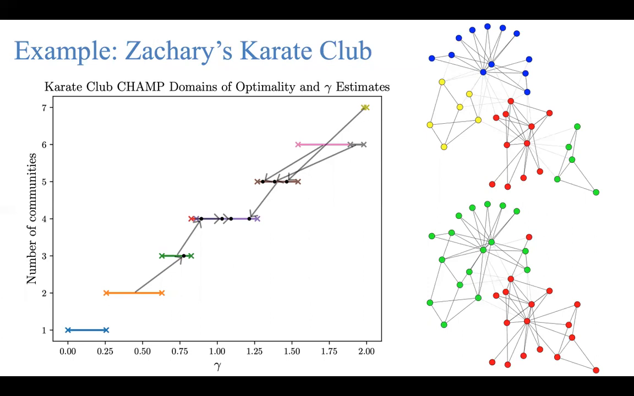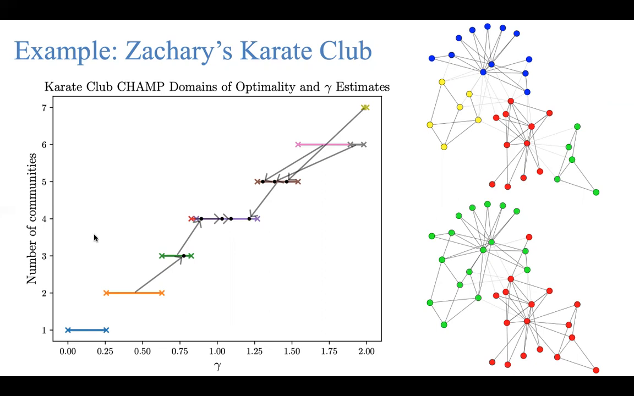What we're plotting here is the number of communities and the corresponding interval for each partition in the CHAMP set. So there's a single one community solution, the boring one where the connected component is optimal up until a gamma near 0.25. Then there's a single two community solution that is optimal for some range of gamma, followed by a three community solution. And then there are multiple four community solutions in this plateau, and then et cetera, et cetera, et cetera.